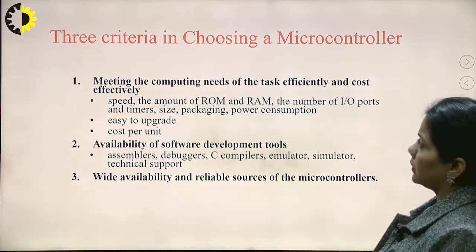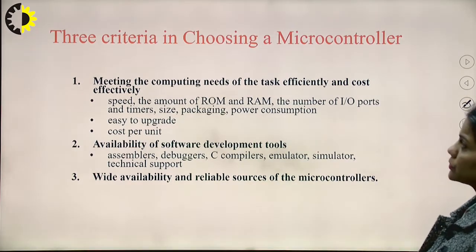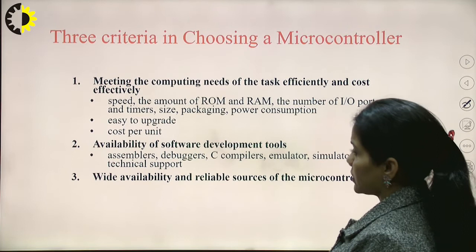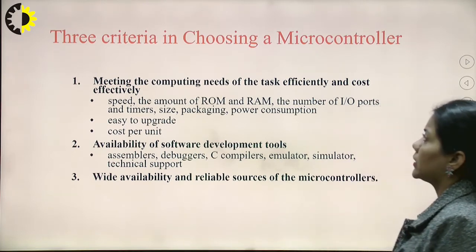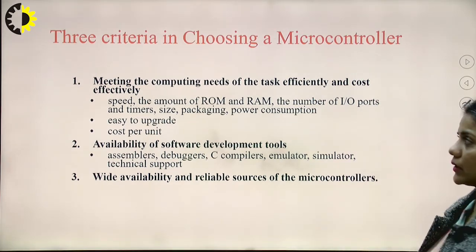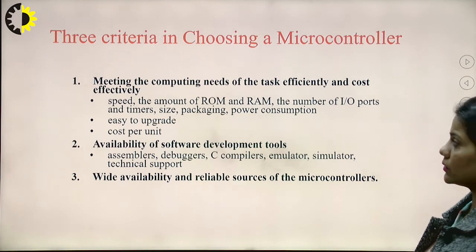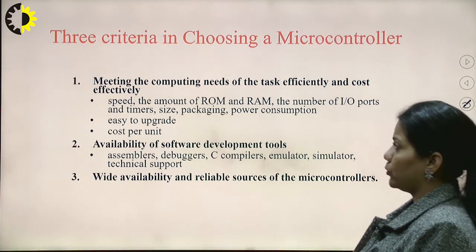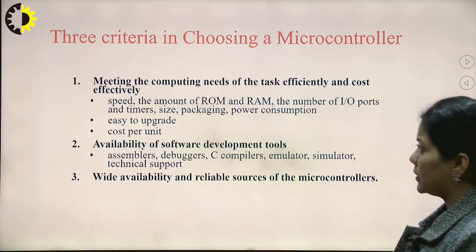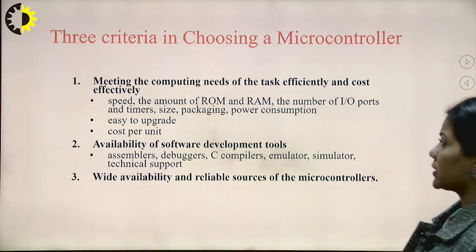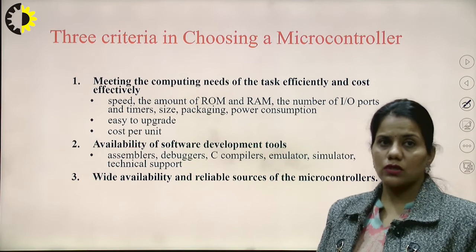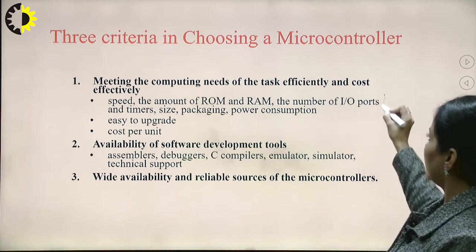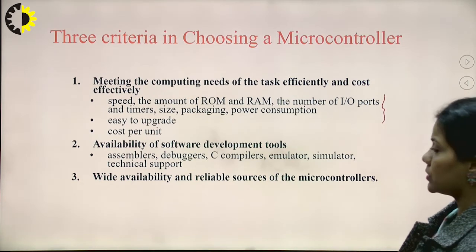So we can conclude there are 3 criteria in choosing a microcontroller. First of all is meeting the computing needs of the task efficiently and cost effectively. That is the speed, the amount of ROM and RAM, the number of input-output ports and timers, size, packaging, power consumption. So these factors play an important role in selecting the microcontrollers.